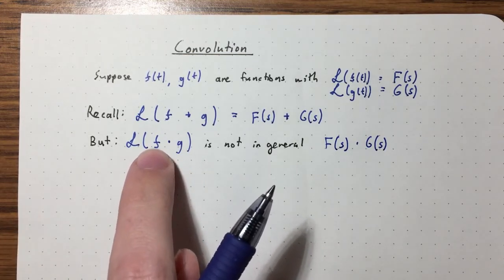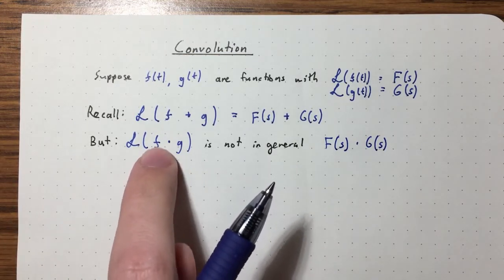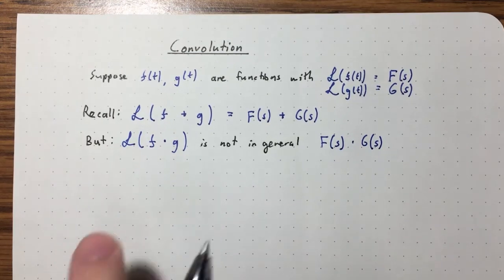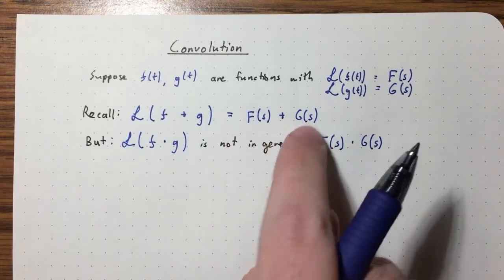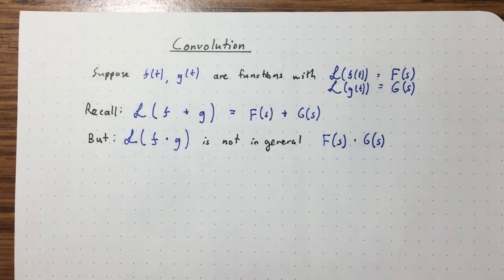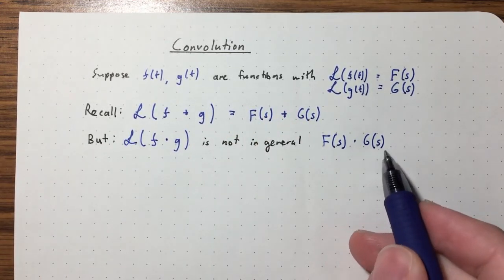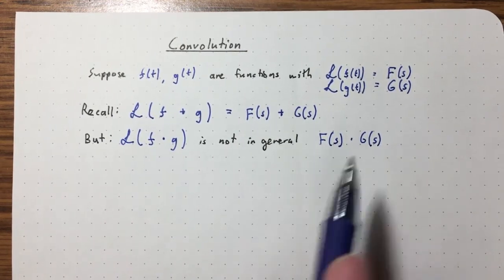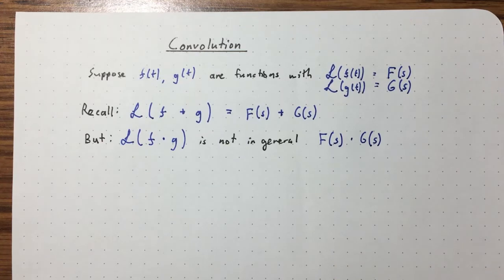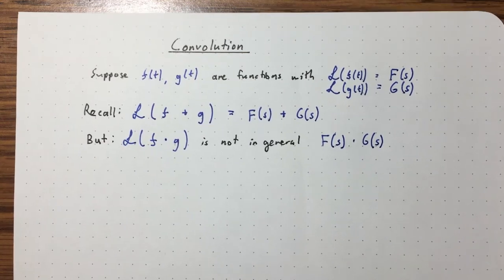Linearity means if it were a constant times f, then you could take that constant outside. Or if you have a sum, then that's the Laplace transform of each part of the sum separately, and then added together. But the Laplace transform of a product does not, in general, equal the product of the Laplace transforms. Let's just do a quick example to see why that's true.